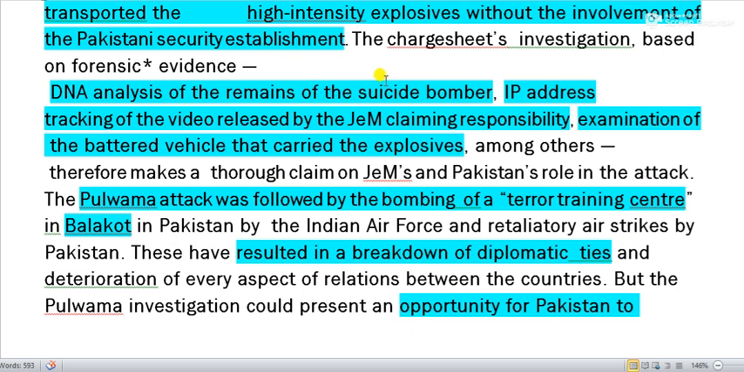Okay. The charge sheet carries investigations based on forensic evidence. Now there is a hyphen. It means what were the investigations that were done. The hyphenation is for the investigations.